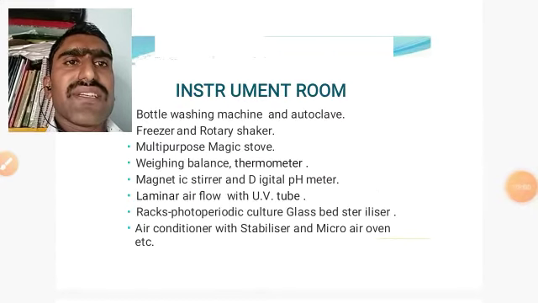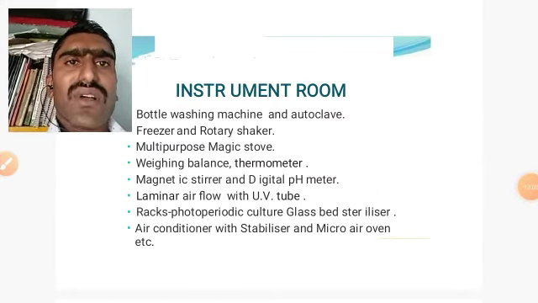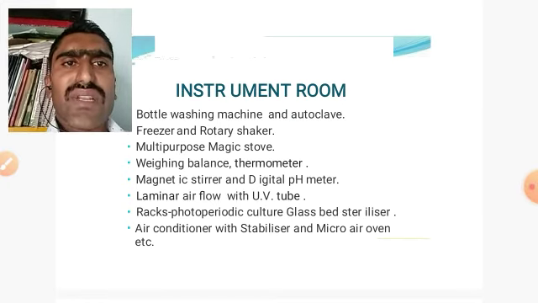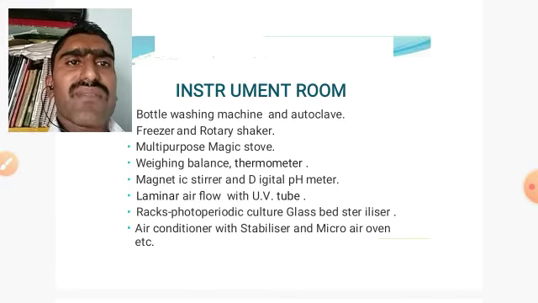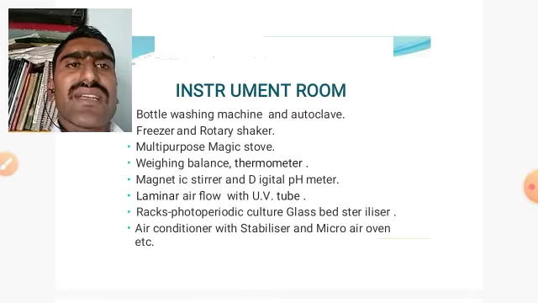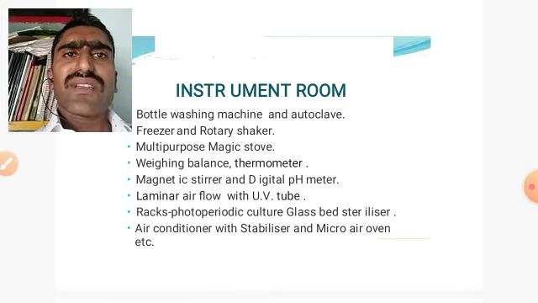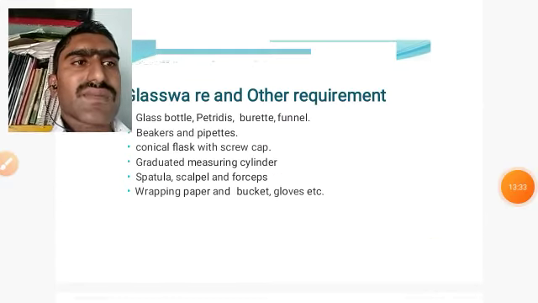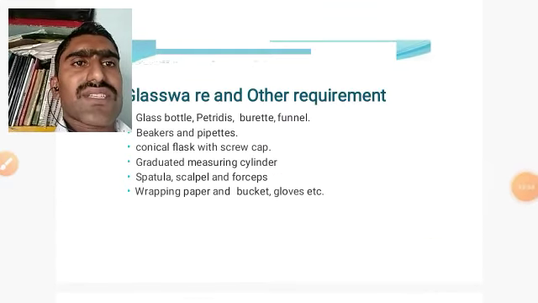Another requirement is the instrument room. In that room, all the necessary instruments should be there, like a bottle washing machine, autoclave, freezer, rotary shaker, multi-purpose magic stove, weighing balance, thermometer, magnetic stirrer, digital pH meter, laminar airflow, UV tubes, racks, photoperiodic culture, glass bead sterilizer, air conditioner with stabilizer, and microwave oven, etc. These different types of instruments required for a tissue culture lab should be kept inside the instrument laboratory.